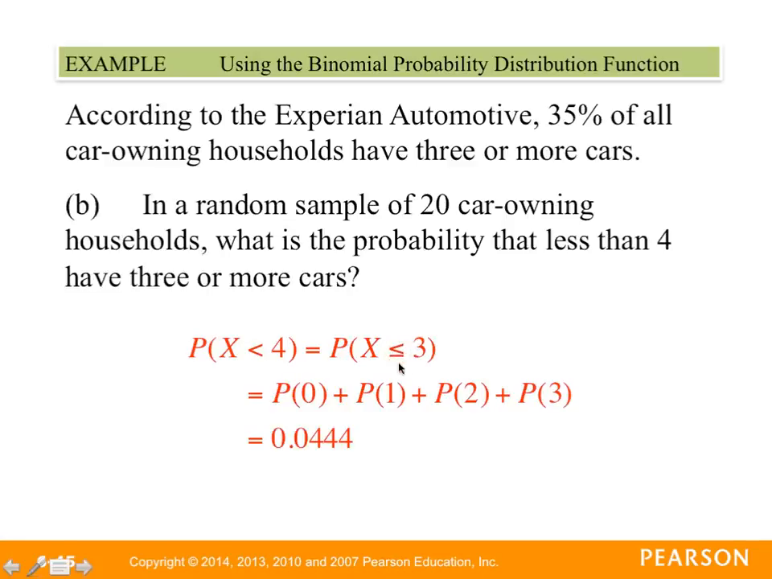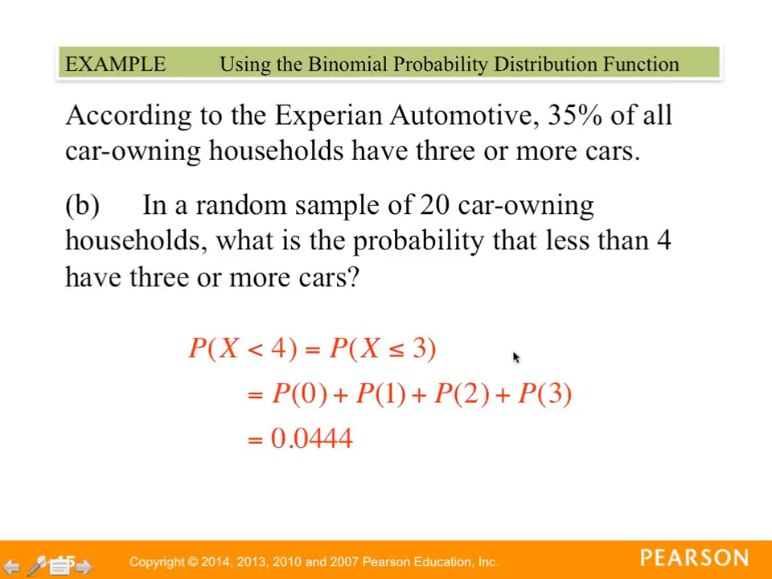So if we're talking about a binomial experiment, you're talking about discrete values. We can't have 3.5 households that have 3 or more cars. We either have 0, 1, 2, 3, 4, and so on. So you can rewrite this probability of x is less than 4. That's equivalent to saying probability that x is less than or equal to 3. So the probability that x is less than 4 is actually the same thing as the probability that x is less than or equal to 3.